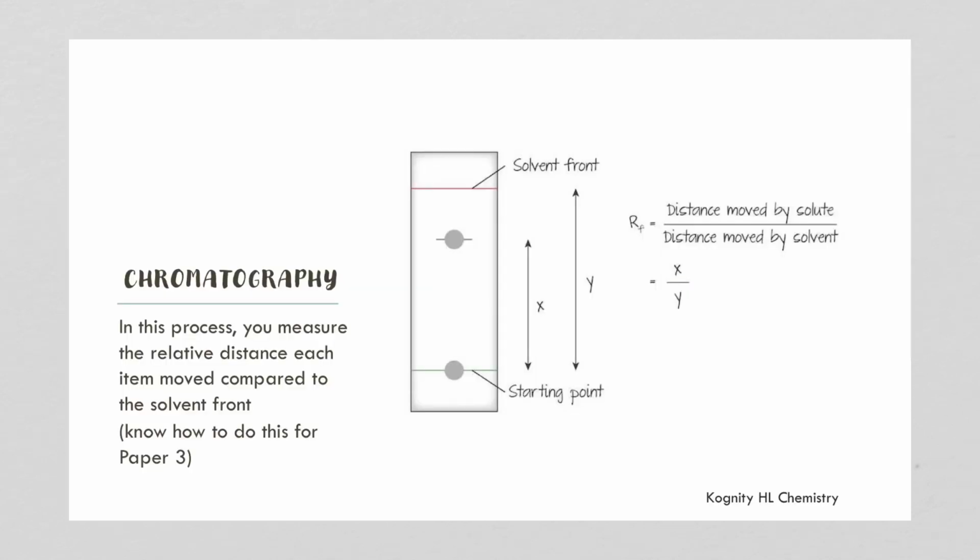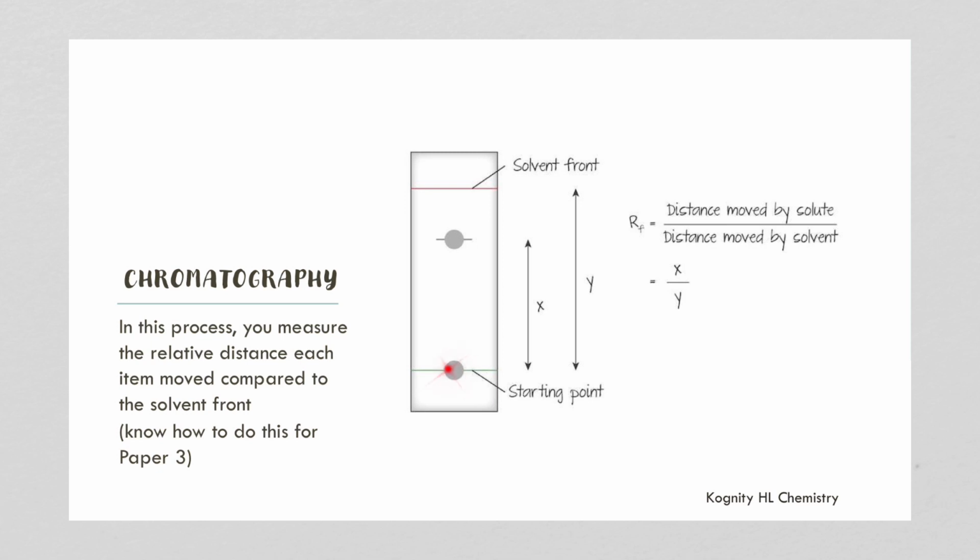So again, if you remember from chromatography, you will measure the relative distance each item moved compared to the solvent front. You do need to know how to do this for paper 3. So you calculate the Rf. It's literally just the distance moved by the solute divided by the distance moved by the solvent.